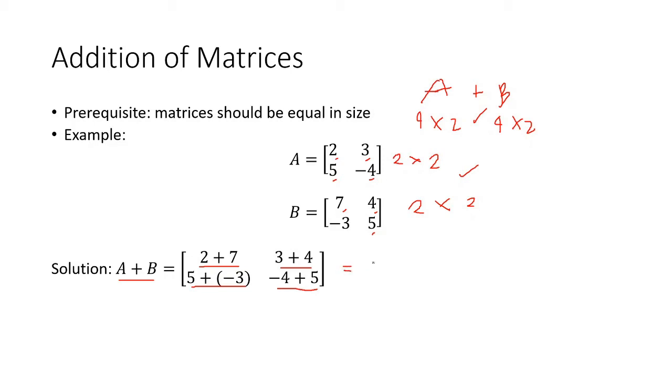So the answer for this is just 2 plus 7 is 9, then 3 plus 4 is 7, 5 plus negative 3 is 2, then negative 4 plus 5 is 1. So this is A plus B.